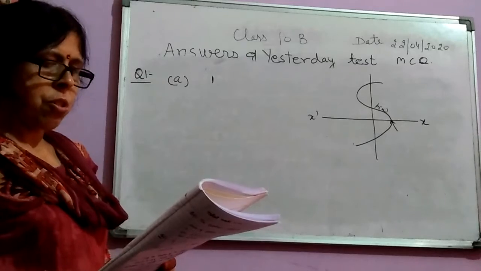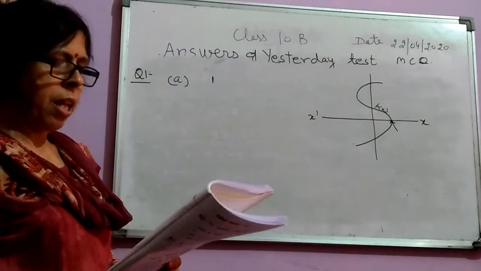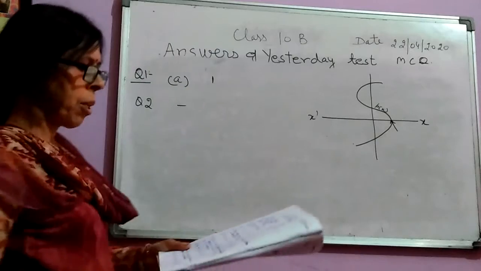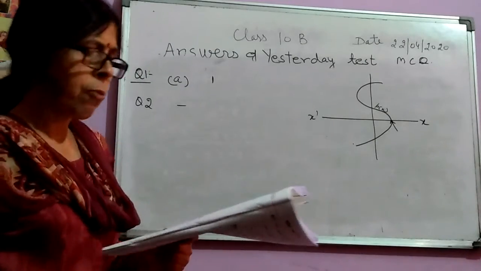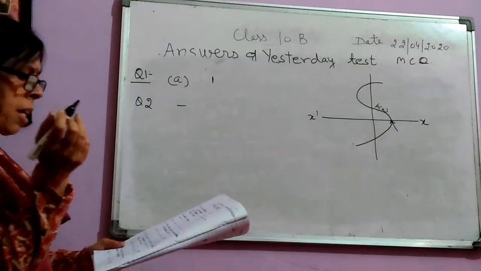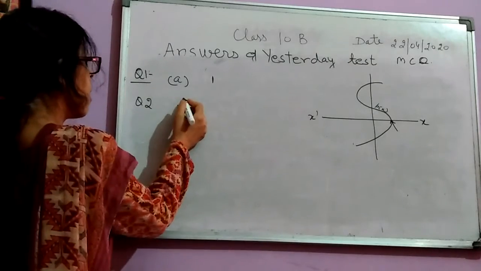Question 2. How many zeros can a polynomial of degree n have? I have earlier told you, as many zeros come as the degree of the polynomial. So the degree of the polynomial is n, so the polynomial has n zeros, and it is written in part C.